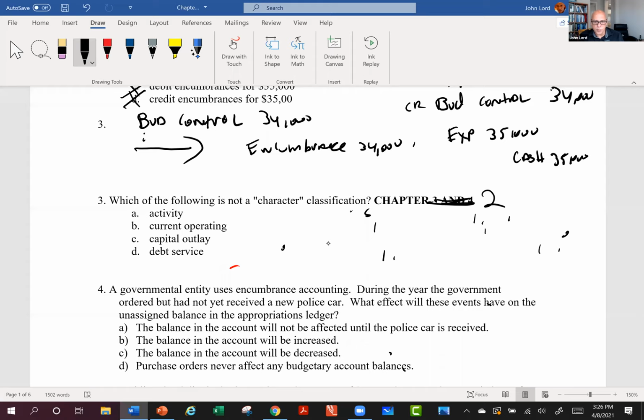What does the character classification tell you? It tells you what the nature of the expenditure is. Well, like all the labels that we put on there will tell us something about the nature of the expenditure. So we have program, we have character, we have object class, right? So what does character tell you?